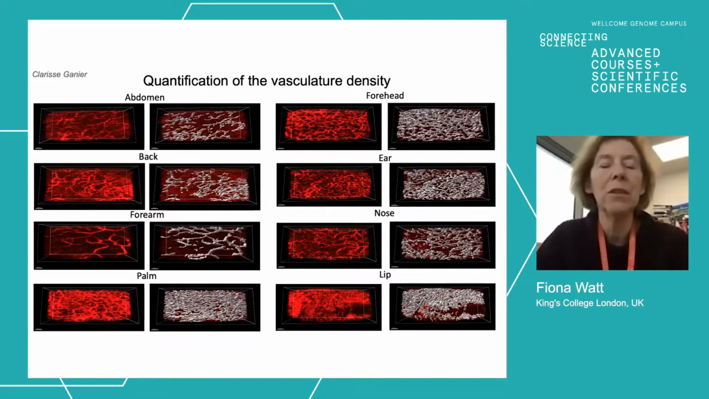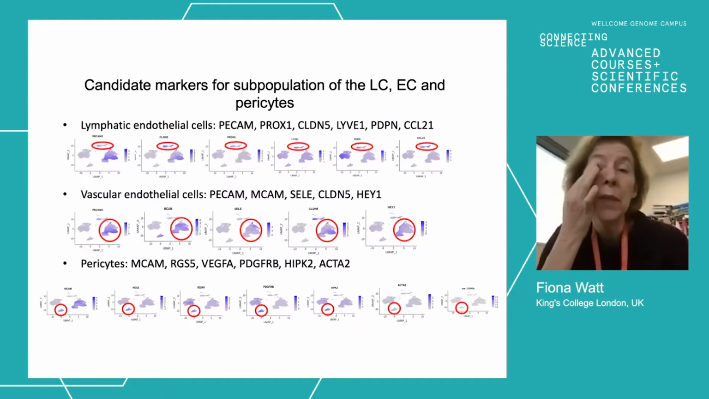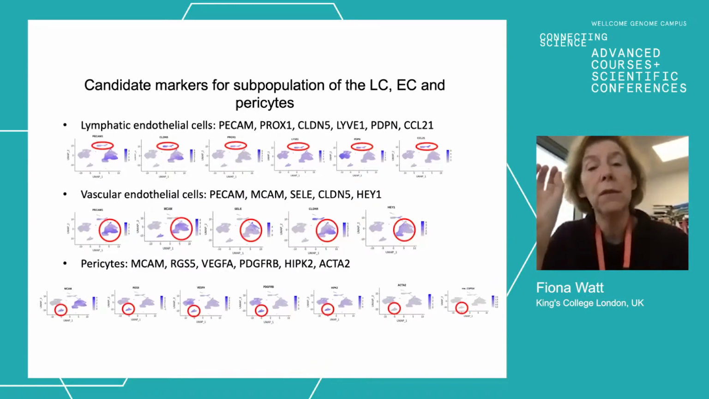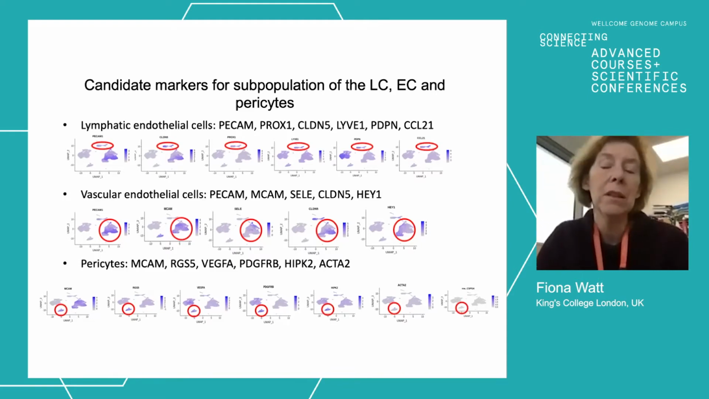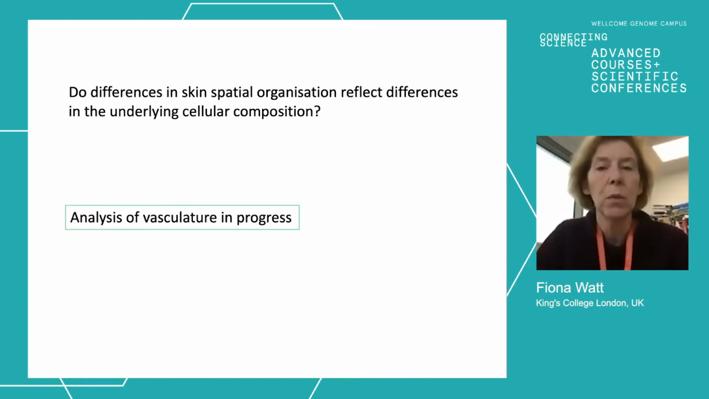So can we map this to changes in different cell types? Well, the answer is, honestly, we don't know. But we do know that the histology of the skin in different parts of the face differs, as does the 3D organization of the vasculature. And what we're looking at currently is whether we can pick up different subpopulations of endothelial cells and pericytes, as well as fibroblasts, and correlate changes in abundance of these different populations of cells with the different vasculature architecture that we see. So that, of course, is work ongoing.